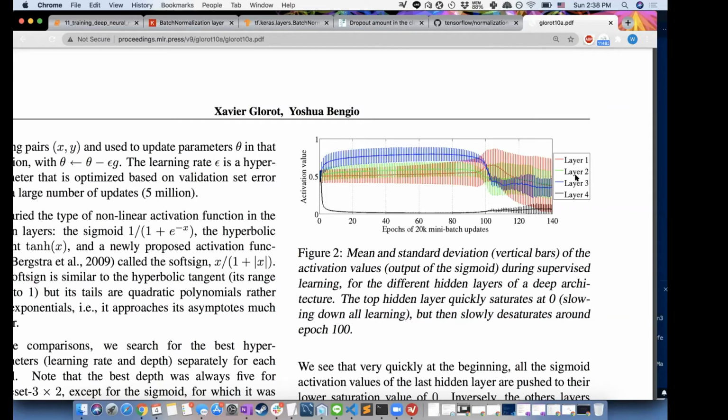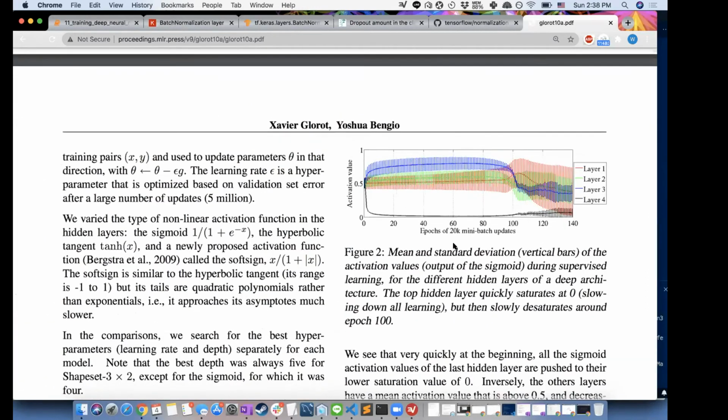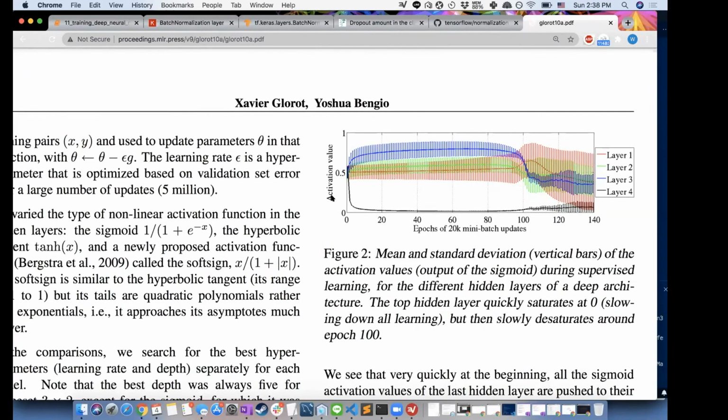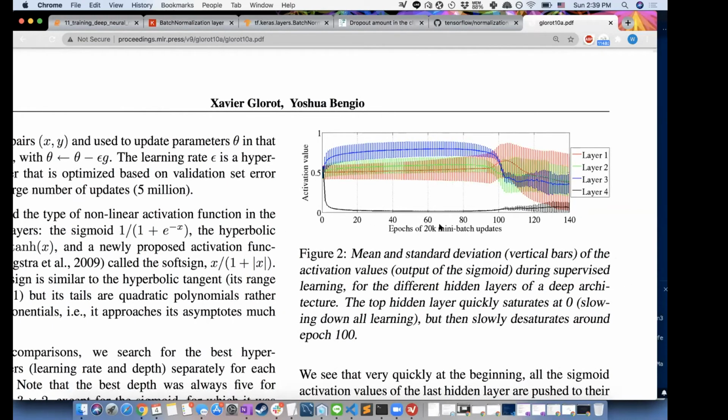So this is layer 1, layer 2, layer 3, layer 4, and layer 4 is this one, layer 1 is this one. As you can see, the top hidden layer quickly saturates at 0, slowing down all learning, but then slowly desaturates around epoch 100. So that's layer 4. The y-axis is the activation value, and the x-axis is the epochs, where each epoch has 20,000 mini batch updates.